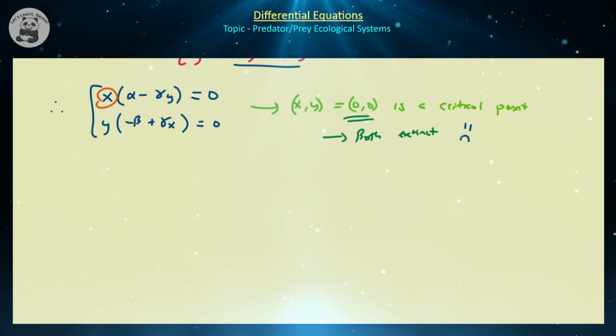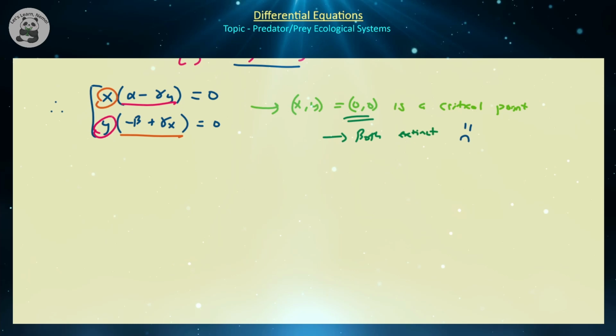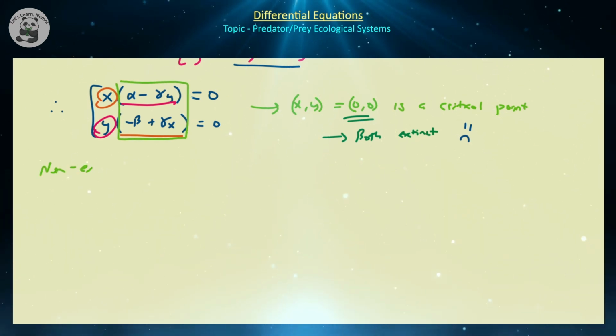Obviously, we can do x equals 0 with that. We could do y equal to 0 in that. But keep in mind, if x and/or y is equal to 0, one or both of the species are extinct, so those are a little bit sadder situations. So what we want to do is analyze where both are non-extinct, or the non-extinct critical points.